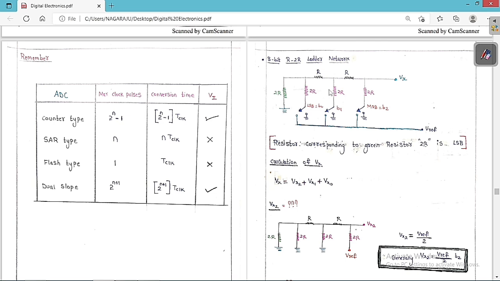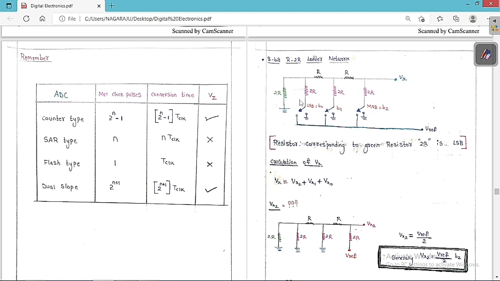So this is called a 3-bit R-2R ladder network. It is a DAC type, and DAC means digital to analog conversion. This is a circuit that you always have to keep in your mind. This is a 3-bit R-2R ladder network DAC.